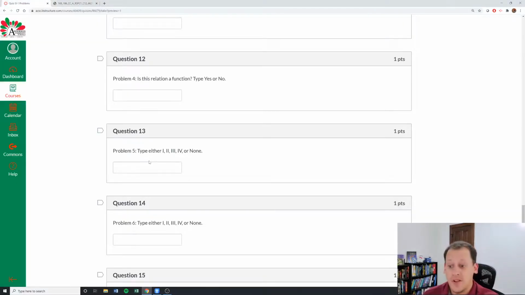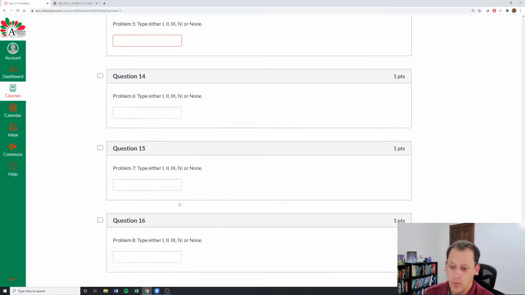For typing those in Canvas, all you need to do is type the right Roman numeral, 1, 2, 3, or 4. Sorry, these are just capital I's. So if it's quadrant 1, just type in one capital I. If it's quadrant 2, that's two of them. Quadrant 3 is three of them. Quadrant 4 is a capital I and a capital V. And if the point isn't in a quadrant, which sometimes it can be, you would just type none, like that. That's what you would do for the last 4 problems.